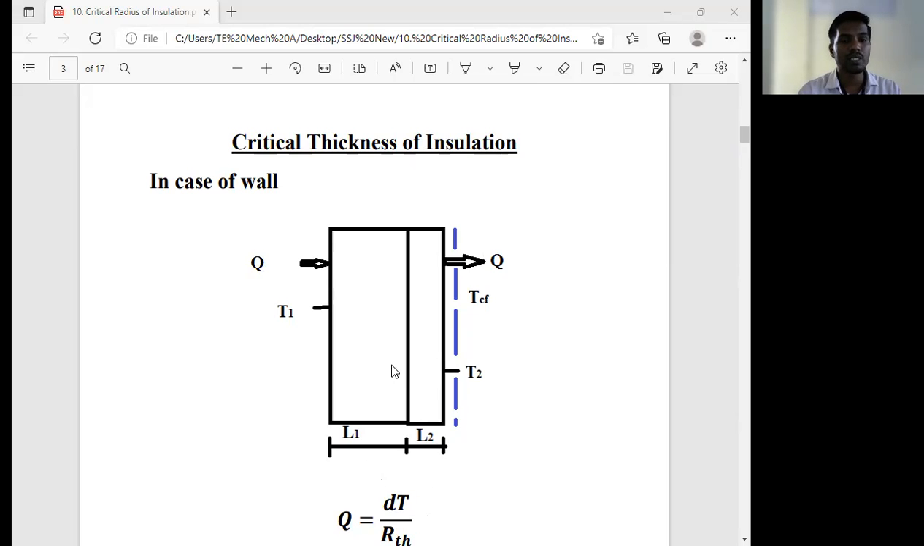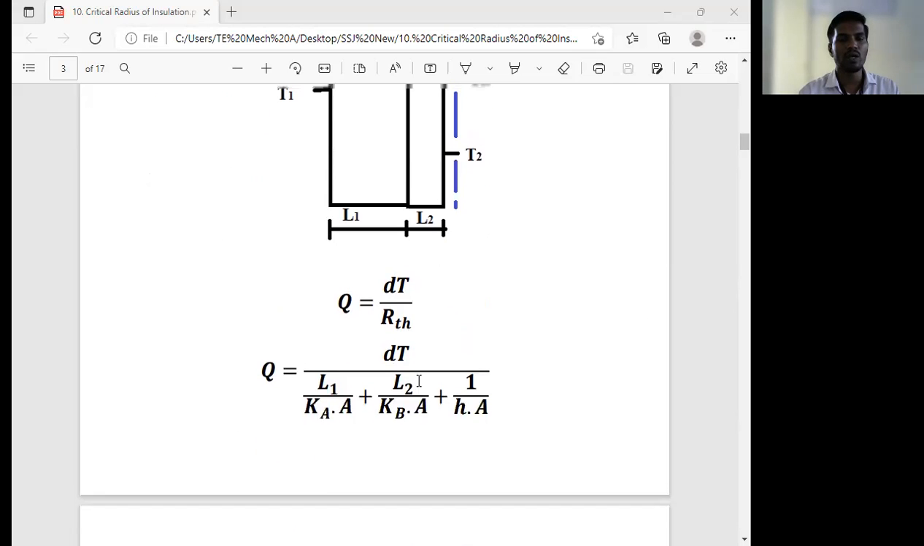So what is the equation for the thermal resistance for the plane wall? What is the thermal resistance of a plane wall? L by K. I am asking about the thermal resistance value equation for that. L by K is the thermal resistance for the plane wall. So according to that we have to write down the equation.